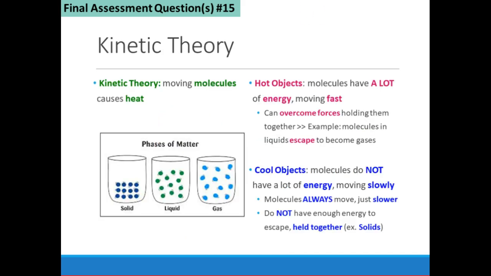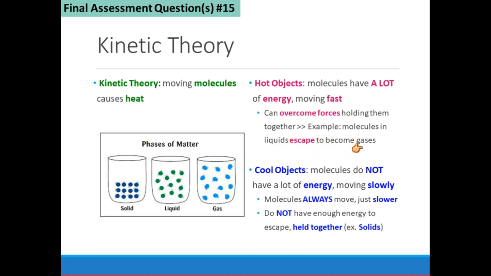All right, so the next question is about kinetic theory. We're talking about question number 15. Kinetic theory says that the movement of molecules is what causes heat. That means in hot objects, the molecules are moving very, very fast. They have a lot of energy, and as a result, they're able to overcome the forces that are holding them together, right? They're sprinting, sprinting, sprinting, and so they can actually escape from each other. For example, the molecules in liquids will escape to become gases when they get lots of energy.